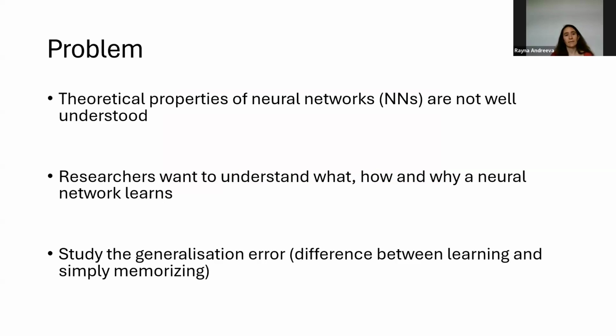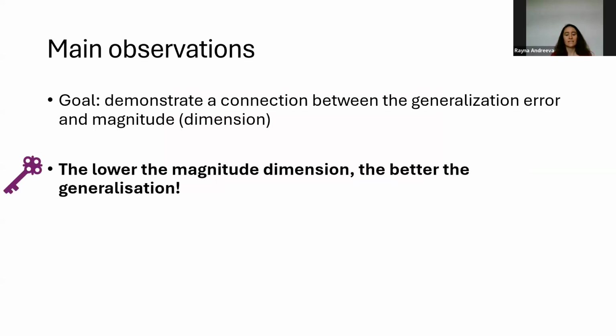The problem is that these theoretical properties have not been very well understood. A lot of researchers are working in this active field, and they're trying to understand what, how, and why a neural network learns. And one way to do this is to study the generalization error, which in more broad terms is the difference between learning and simply memorizing the data points. So the main goal of this work is to demonstrate that there is a connection between the generalization error and magnitude dimension. And if there is one key takeaway that I want you to take from this part of the talk, it is that the lower the magnitude dimension, the better the generalization.